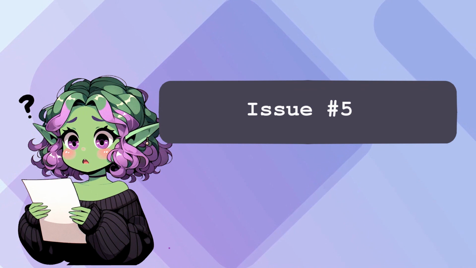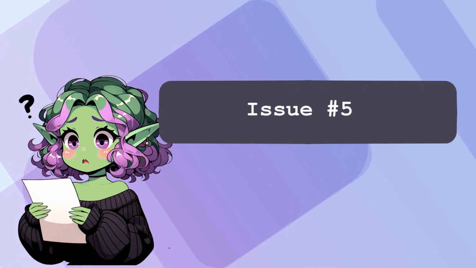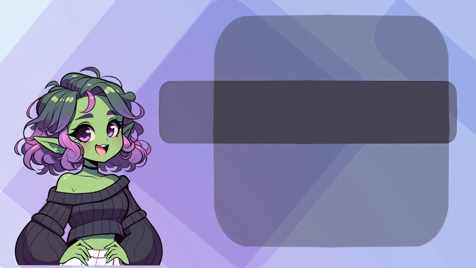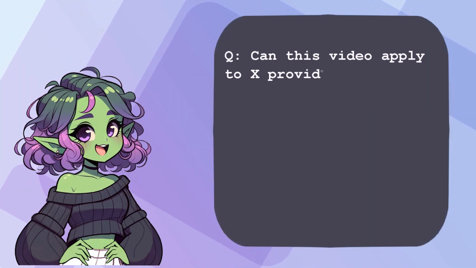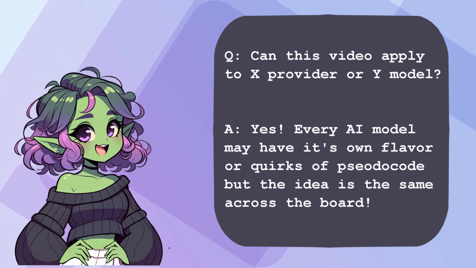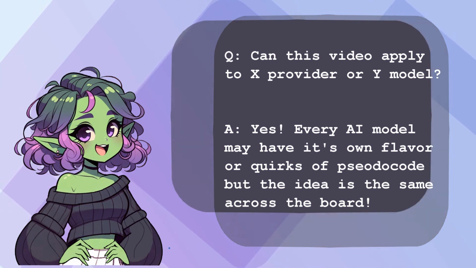Issue number 5: I don't want to be tied down to a single model or format. Can this apply to X provider or Y model? The great news here is that yes indeed, while every AI provider has its own flavor of pseudocode, most adhere to the trends established by Generation 1 or Generation 2 methodologies. Think of it like American English. Folks from the South and the North tend to sound very different, and within those regions are even more unique ways of speaking. Don't hesitate to experiment, especially as new models and pseudocode languages emerge.